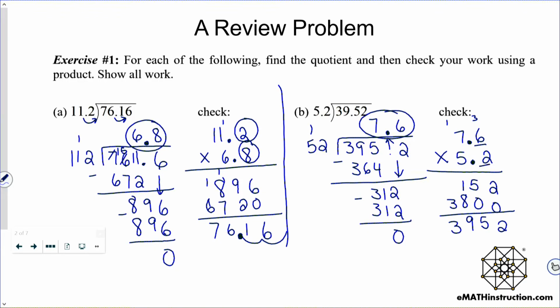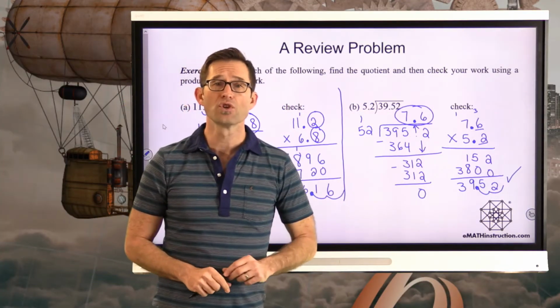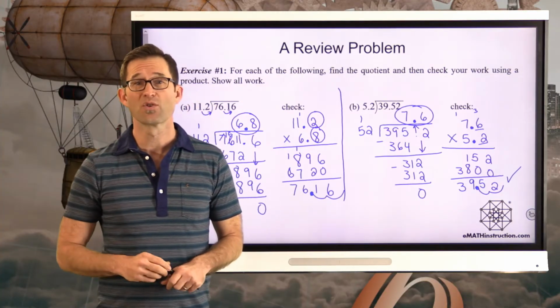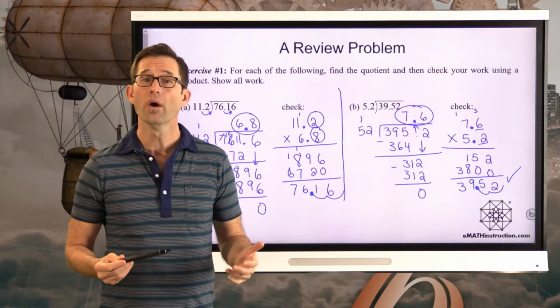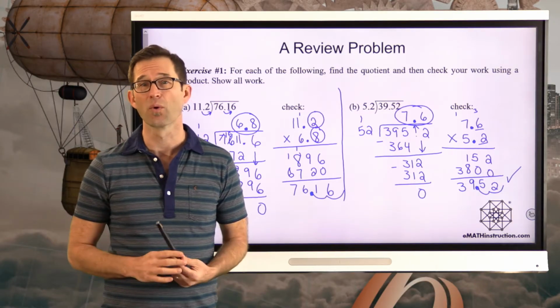1 decimal place, 2 decimal places, and 39.52. Great. Again, there's no absolute need to do the check. We're doing those today for 2 reasons. 1, to make sure the answer to our quotient is correct, and 2, to get a little practice multiplying quantities that involve decimals. So let's keep working on this.